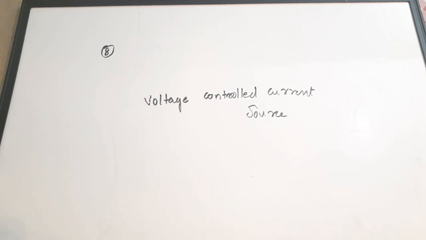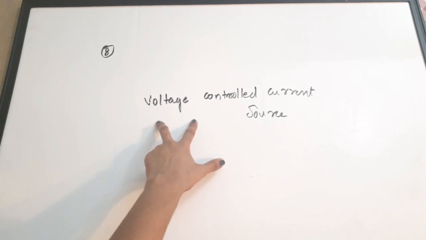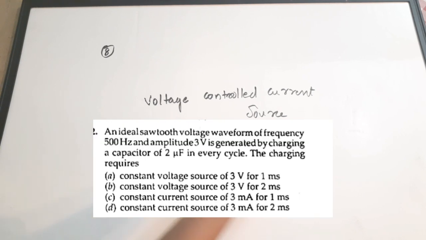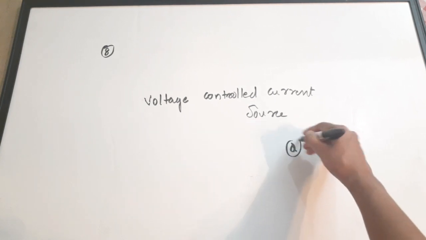We know that FETs are generally voltage control devices and BJTs are current control devices. So here you have to consider that there is a voltage controlling the output current. So it is a voltage controlled current source. Correct answer is option D.